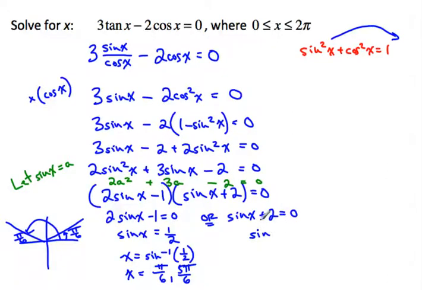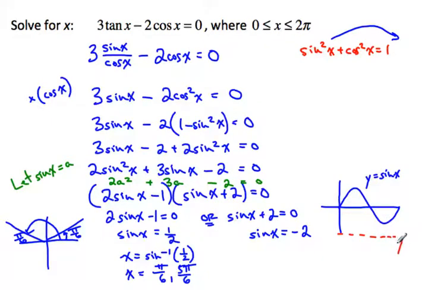Moving the 2 to the other side gives us a negative 2. We get sine x is equal to negative 2. Now if you think about what this is asking, thinking about it graphically means you're looking for the intersection of y is equal to sine x and y is equal to negative 2. Those don't intersect because the minimum value of the sine x function is negative 1.